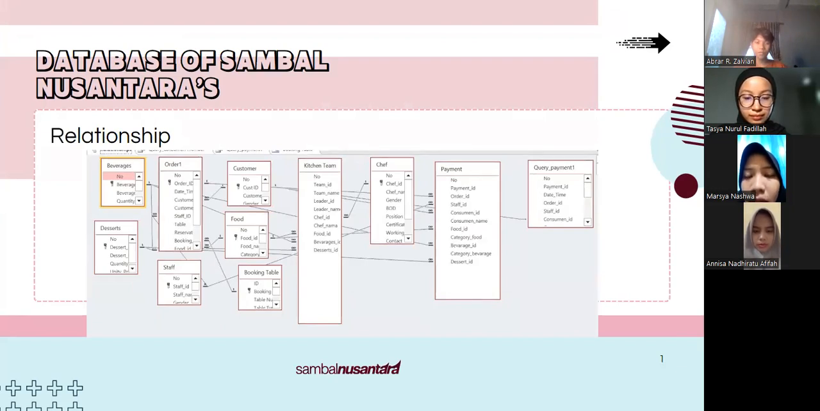The next is relationship. The relationship function in the Access database for the restaurant is very important in building relationships between tables to represent data, interaction, and interrelationship. By using relationships, we can ensure referential integrity and organize data more efficiently. Next.